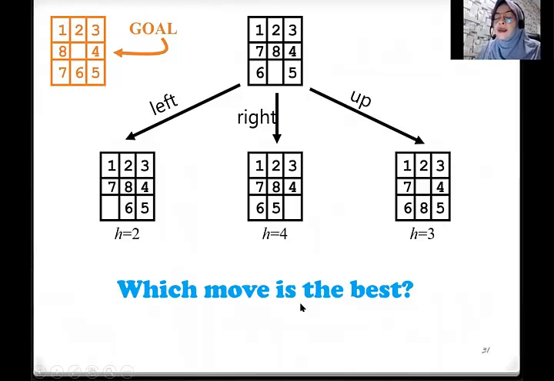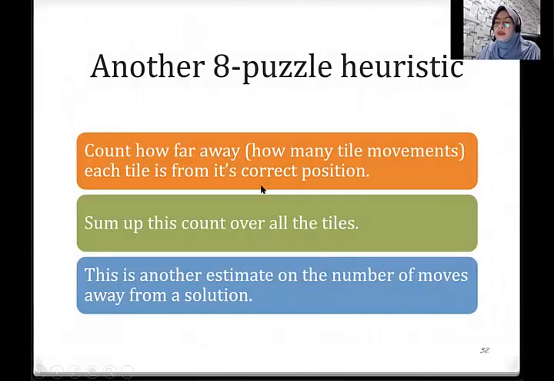We can easily tell that the one with the lowest heuristic value is the best move, because this tells us how many tiles are in the wrong position. Another 8 puzzle heuristic is to count how far away, that is, how many tile movements each tile is from its correct position, and sum up the count over all the tiles.